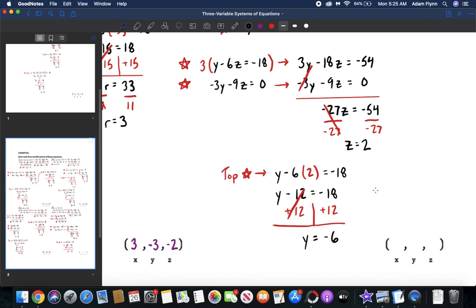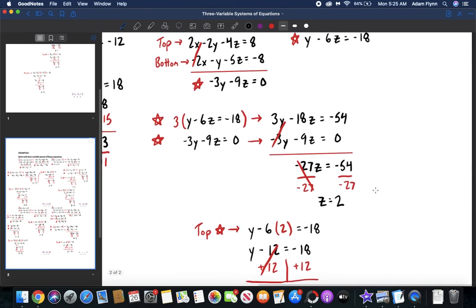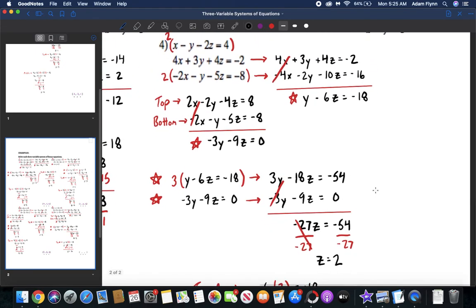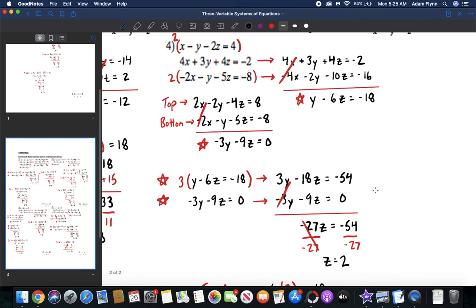So from here, I need to pick one of my original equations, plug in negative 6 for y, 2 for z, and I'll be able to solve for x. So I am going to do my, let's do my top equation. No, let's do my middle. We'll switch it up a little bit. I am running out of room here. I'll find some space.